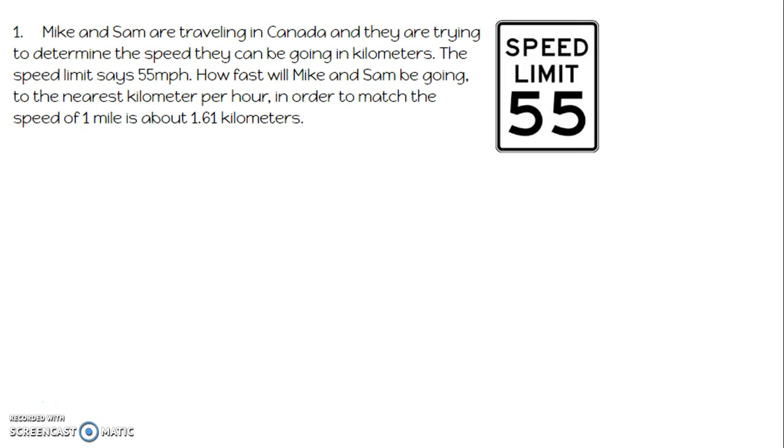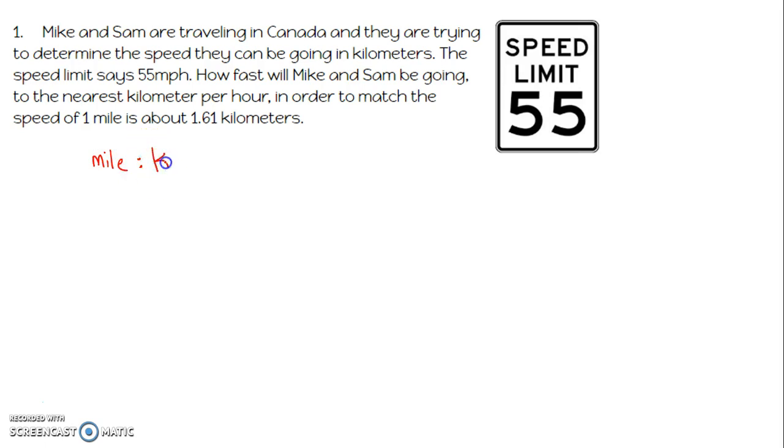The speed limit says 55 miles per hour. How fast will Mike and Sam be going to the nearest kilometer per hour in order to match the speed of 1 mile, if you're given that 1 mile is about 1.61 kilometers? Okay, so if you know you can go 55 miles in 1 hour, they're asking how many kilometers will you be going per hour. So we could compare miles to kilometers.